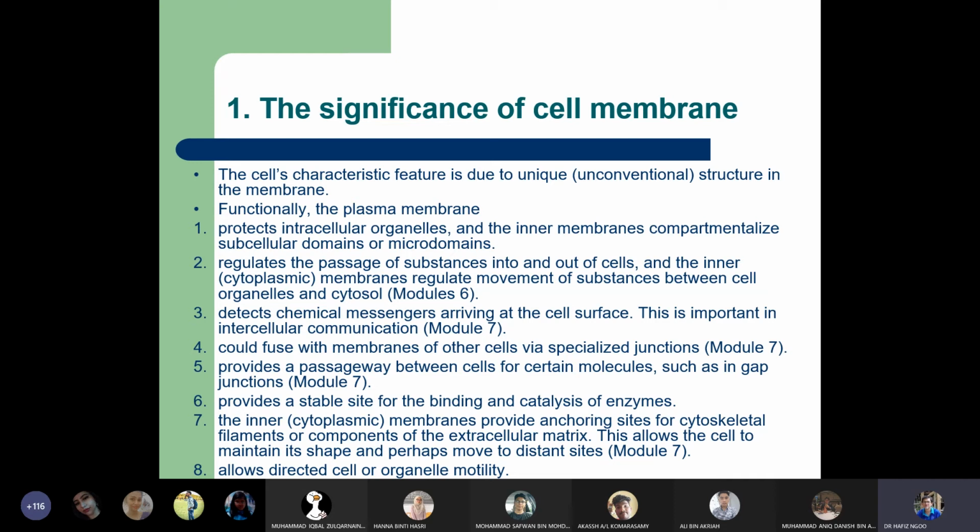That we are going to do in module 7. Then it can fuse the membrane with other cells to form specialized junctions. For example, the gap junction, which we know is very important in certain cells for cell-to-cell communication and also for the exchange of ions. Then number 5, it provides a passage between cells for certain molecules, especially the gap junction we mentioned just now. And number 6, it forms a stable site for binding and catalysis by enzymes. Basically, it is very important to make sure that the enzyme content is kept very stable.